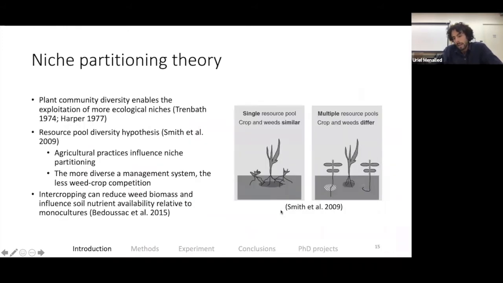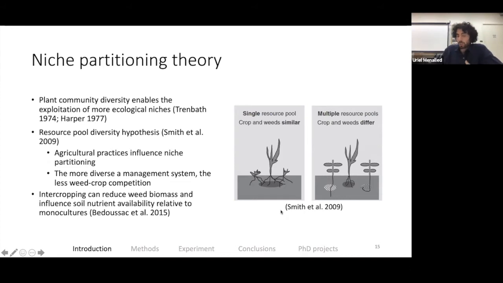And at this beginning phase of my graduate program, I went through a phase where I was consuming a lot of theoretical literature to create the underpinning for my master's. And I became very attached to niche partitioning theory. And niche partitioning theory says that plant community diversity enables the exploitation of more niches. Okay, and a niche is any range of environmental conditions in which an organism can live.